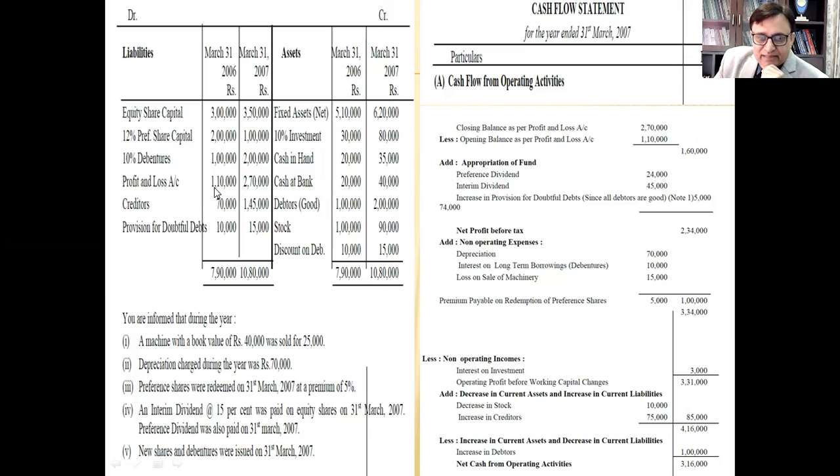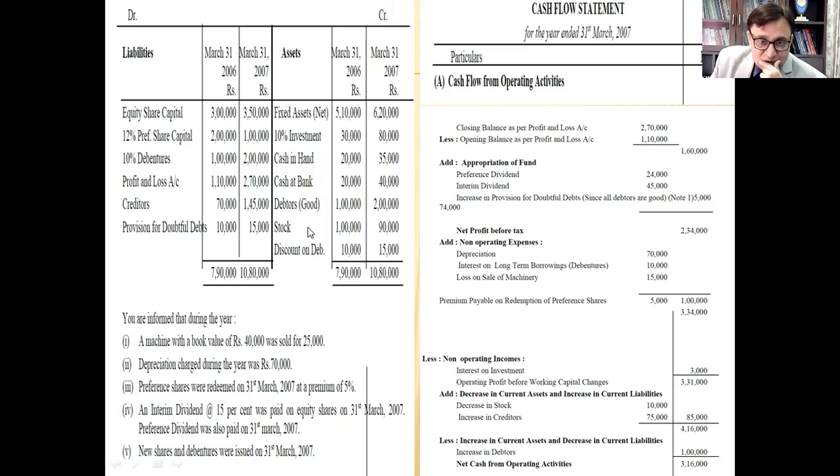On the left side, the opening balance of the profit and loss account is 1,10,000 and the closing balance is 2,70,000. So the difference of 1,60,000 is the profit earned during the year. As discussed in the beginning, now we will make certain adjustments for appropriation of profit. What has been appropriated out of this profit?